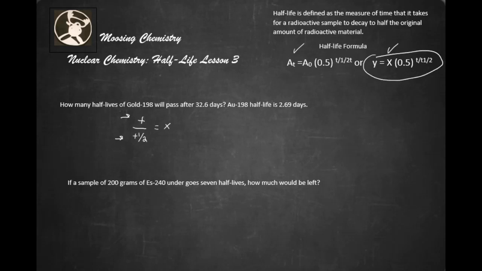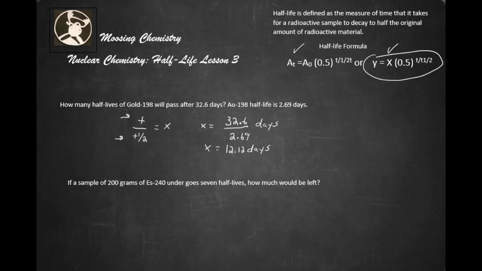Because that's when you have a sample, for example. So you would just go, X would equal, we know their days, 32.6 divided by 2.69, and I'm just going to put days out here because that's what it's going to be. And then you simply do the math, divide the two together, and you get 12.12 days. I mean, it works just that easy.